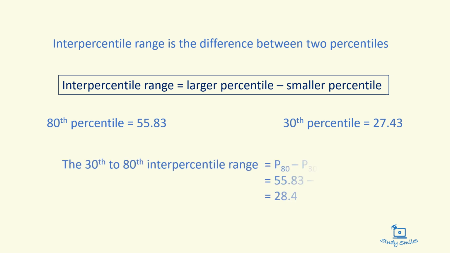So taking the 80th percentile of 55.83 minus the 30th percentile of 27.43 equals 28.4. So the 30th to 80th interpercentile range is 28.4.